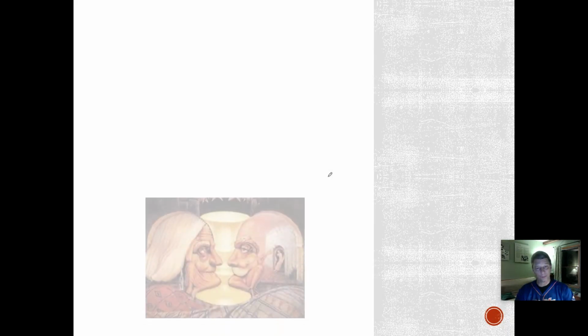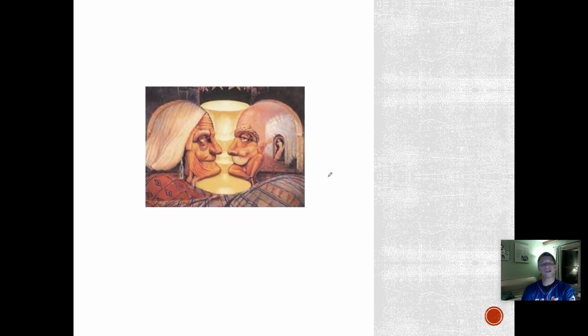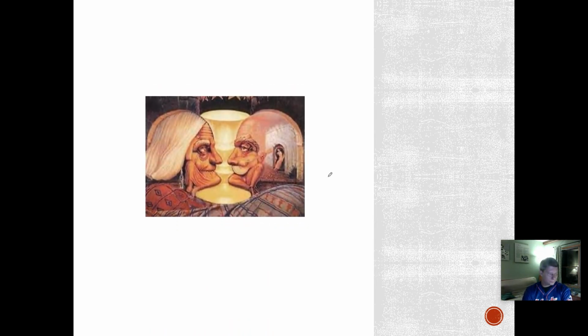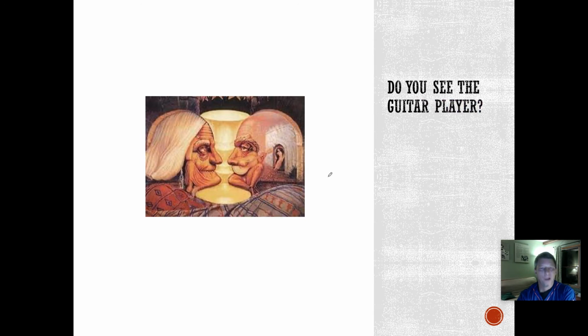Okay, here's a good one. I like this one. What do you see? Obviously, you got two old people embracing one another. An old woman on the left hand side and an old bald guy on the right hand side. The question that I have for you is, do you see the guitar player? The two old people's faces are actually composed of other people. Do you see?